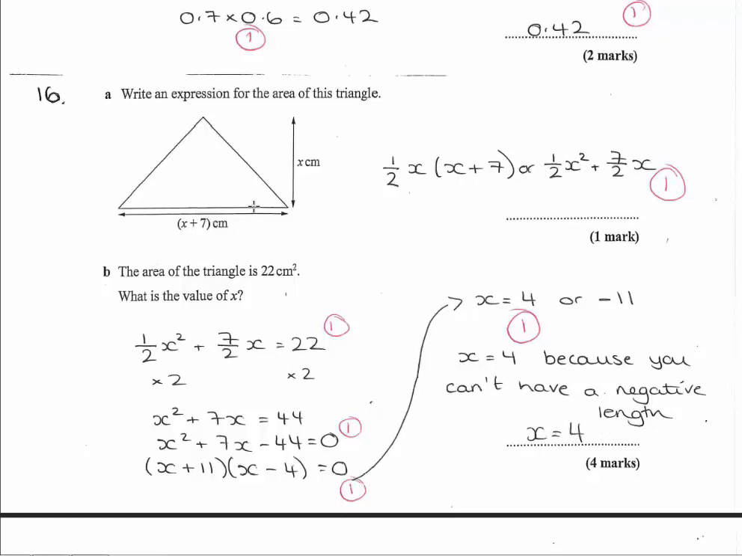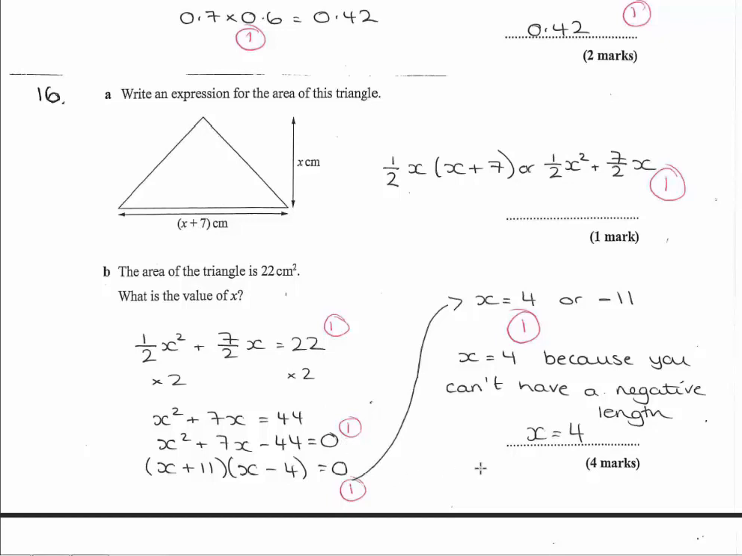Just try different numbers, work out, say for example, is x 2? Well, if x is 2, this would be 9 and this would be 2. 2 times 9 is 18, half it is 9, you don't get 22. Is x 3? 3 plus 7 is 10, that would be 3. 3 times 10, 30, half it, 15, doesn't work. Is x 4? 4 plus 7 is 11, and that's 4. 4 times 11 is 44, half it is 22. So that's actually a pretty good way of working it out.